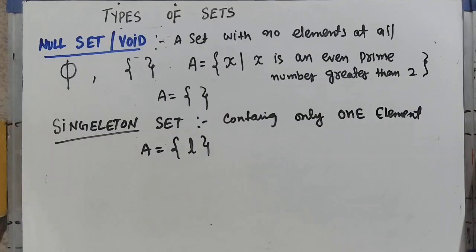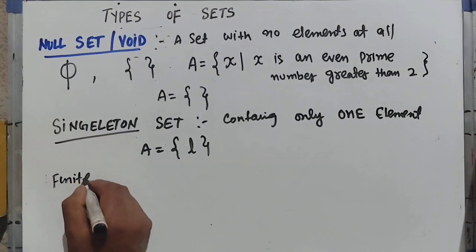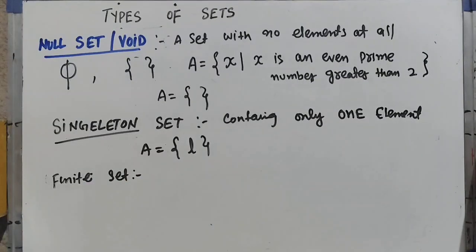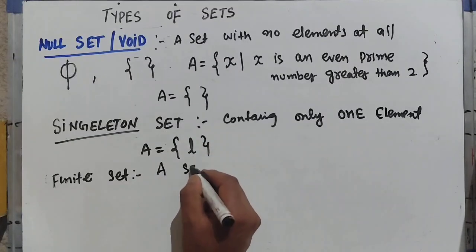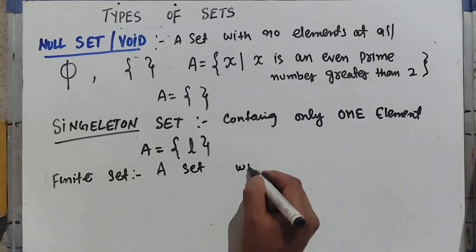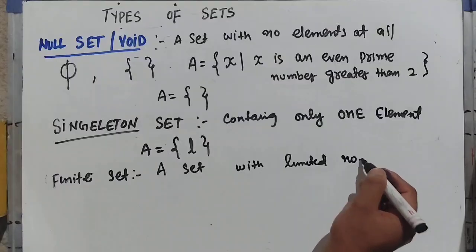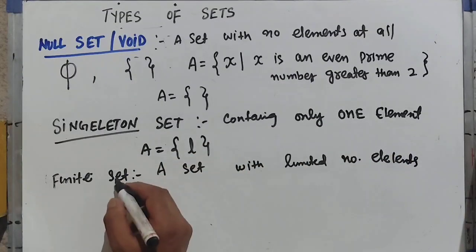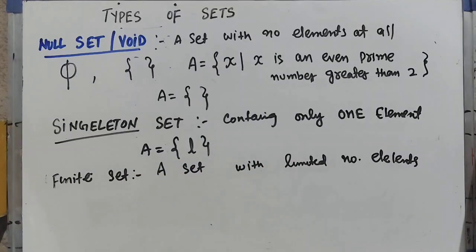Then we have another type of set, which we call the finite set. A set with a limited or countable number of elements is called a finite set.